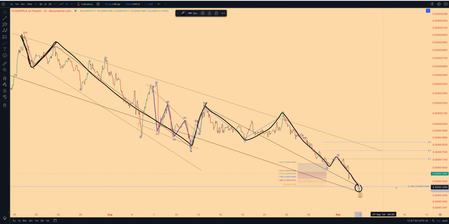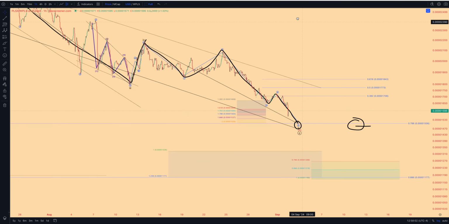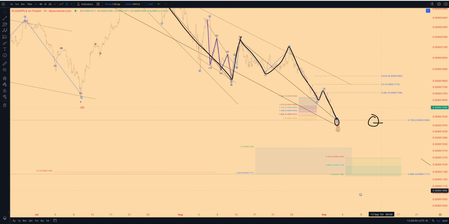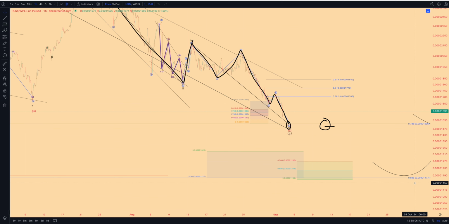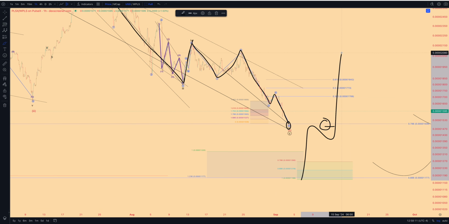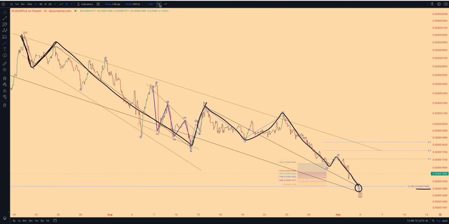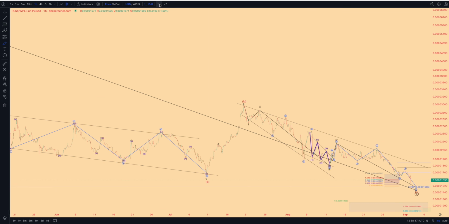We'll see how the price reacts to 0.0000001506. If we end up losing this level here at 1506, then it's likely going to come down towards the 88.6% fib at 0.0000001177. And then we would see a nice pop up from there. Either way, the whole PulseChain ecosystem does look very oversold.